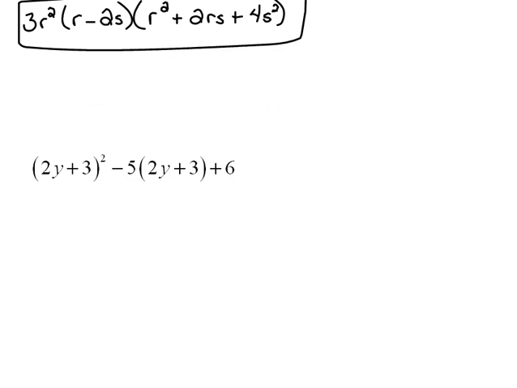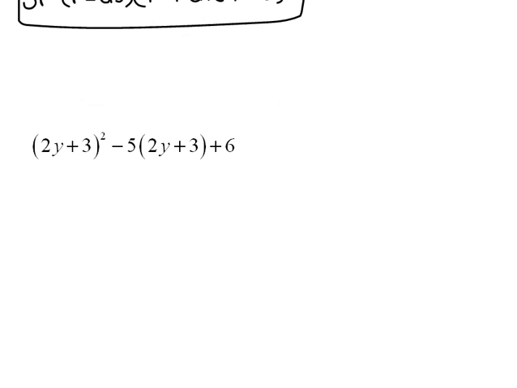Alright, we have one more, and it's a very interesting problem. Here we have 2y plus 3 squared minus 5 times 2y plus 3 plus 6. Now we've not done any factoring where what's being squared was more than just an x or a y or an r or something like that. So wouldn't it be nice if this was just something squared? We can actually do that.